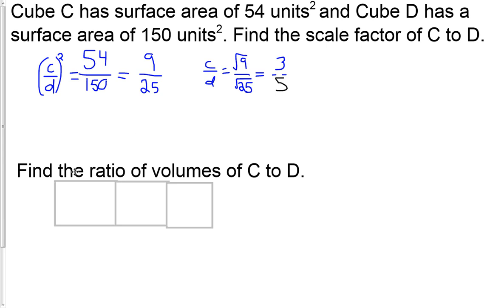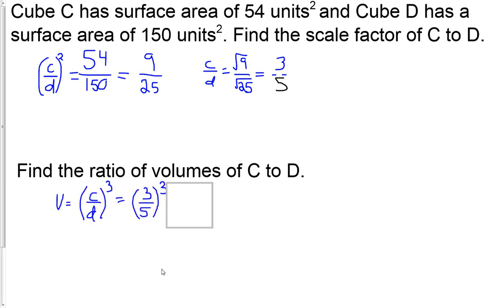Sorry, fixing that. So now we have find the ratio of volumes of C to D. So now we're looking for C cubed to D cubed for volume. So now we have that cubed, which is 3 over 5 cubed. 3 times 3 is 9, times 3 again is 27. 5 times 5 is 25, times 5 is 125. So our final ratio of volumes is 27 to 125, or 27 over 125.